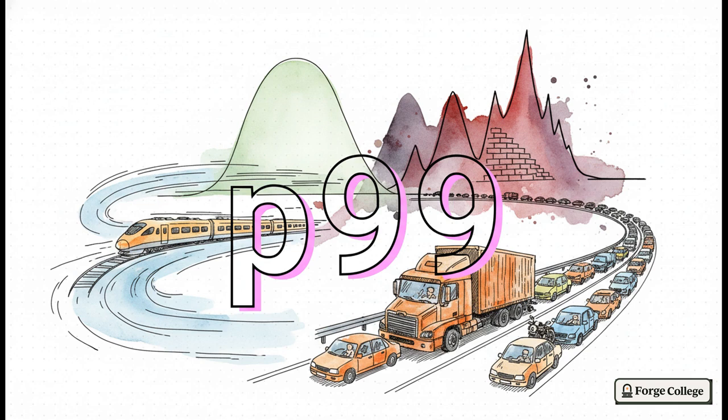Nobody cares if the average commute is lightning fast, if you are the unlucky person stuck behind a broken down truck in that rare 1% of cases, right? If your median time is great, but your P99 is terrible, that means 1 out of every 100 transactions is essentially hitting a brick wall. And in a high-performance system, that's just unacceptable.